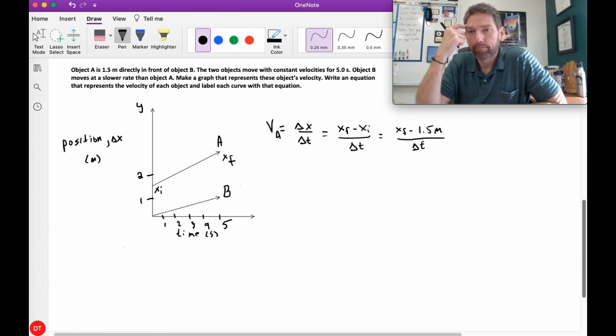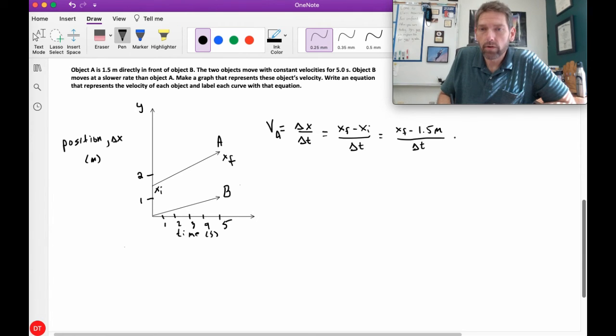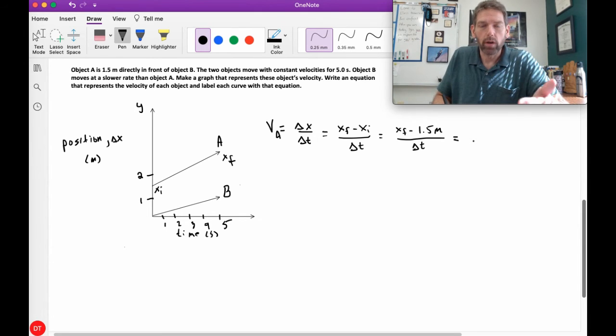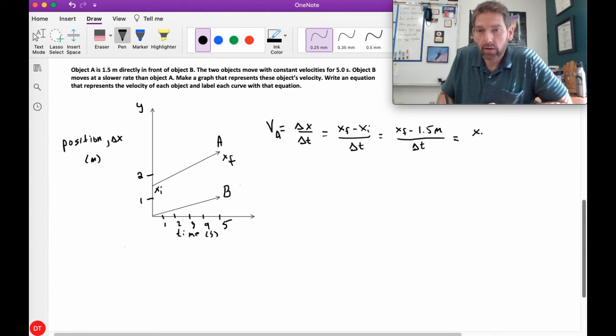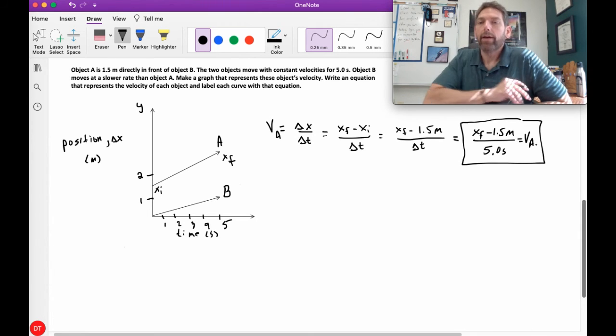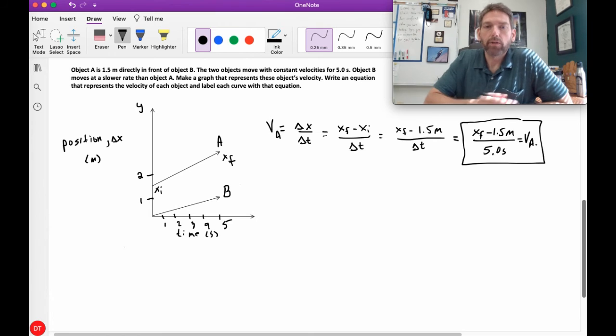Think about this for a second. If we go further, we know our change in time is basically t2 minus t1. In this case, t1, you start at the initial time. It just happens to be as soon as we started, we're at the 0 point, so to speak, right? So we've got x final minus 1.5 meters over 5 seconds. So there's our equation right there for the velocity at A. Okay? There's the answer to our question on that.